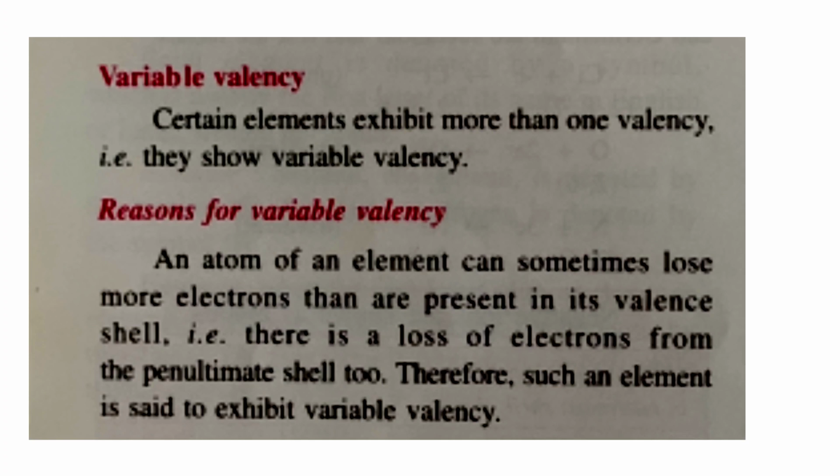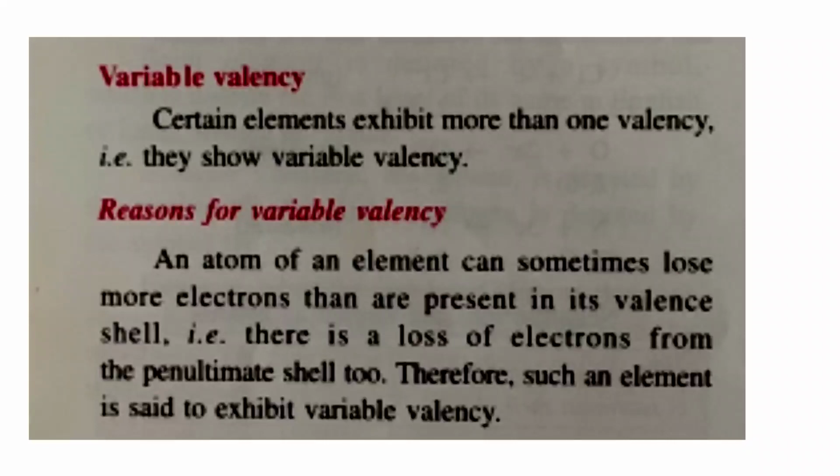Some of the elements exhibit more than one valency. It's because during chemical reactions they may lose electrons from the penultimate shells as well. So therefore such elements exhibit variable valency. For example, iron, copper, mercury, lead, and tin.